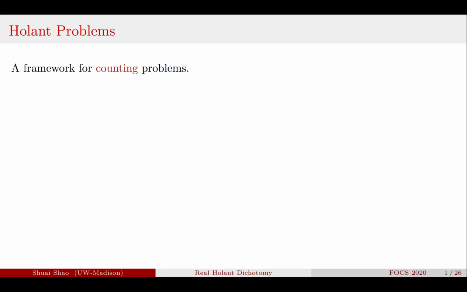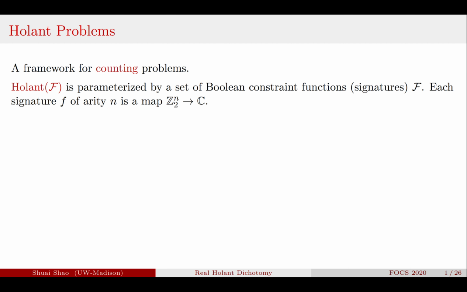The Holant problem is a framework for counting problems. Such a problem is parameterized by a set of Boolean constraint functions, also called signatures, denoted by script F. Each signature f of arity n is a map from the n-dimensional Boolean space to the complex field.